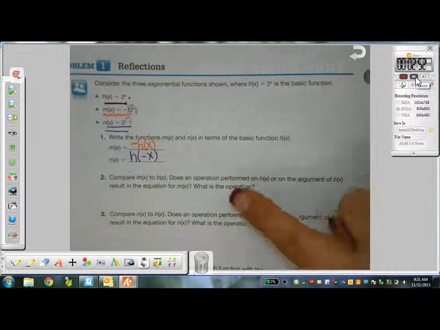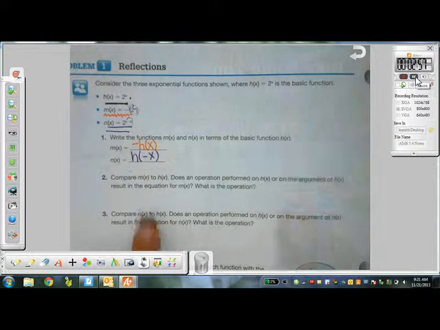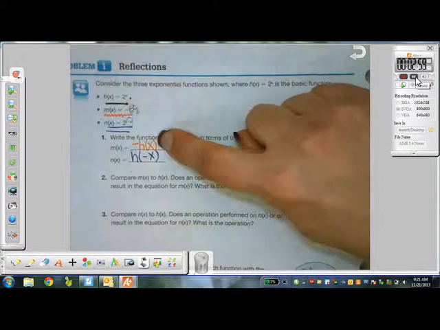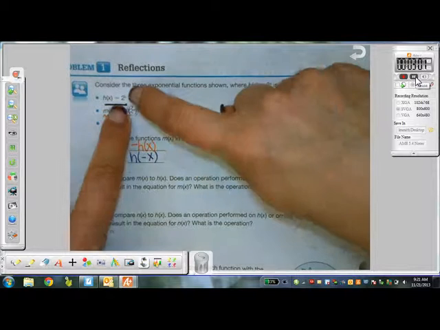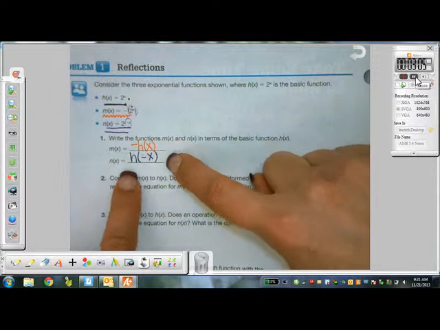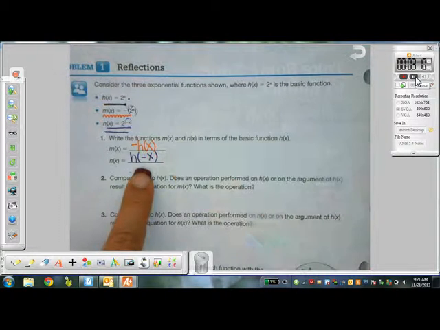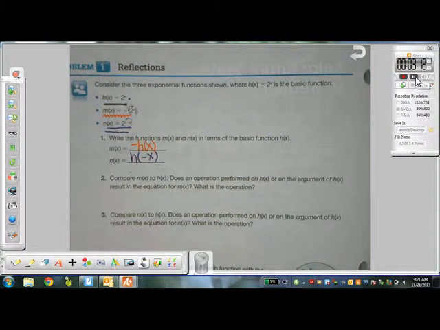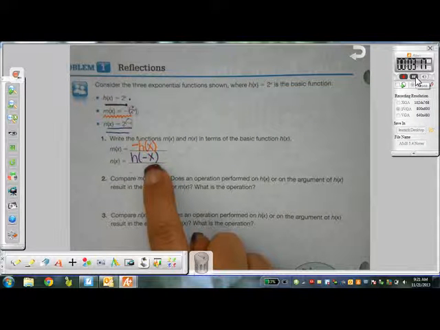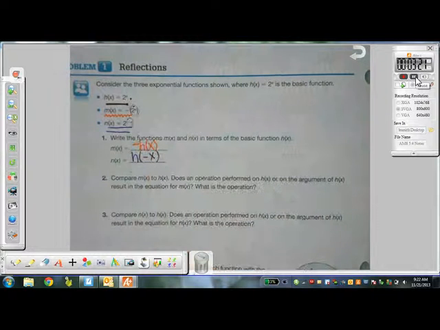We already talked about this, so I'm not going to write anything down. For number 2, it wants us to compare m of x to h of x. So in m of x, we took the answer from h of x, the result, and we multiplied it by negative, right? In n of x, the purple one in mine, what did we do? Did we change the result, or did we change the argument? We changed the argument and multiplied it by what? Negative, right? So we made the argument x the negative. The argument is what's inside the parentheses, the result is the whole thing, right?